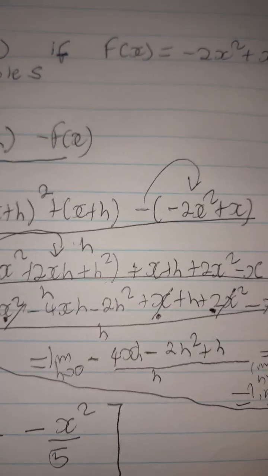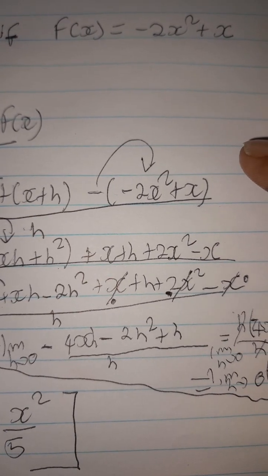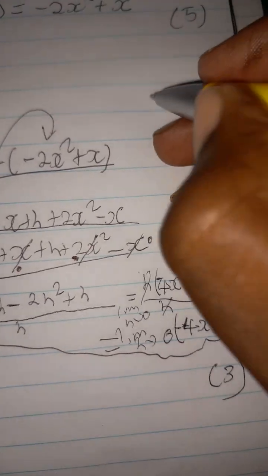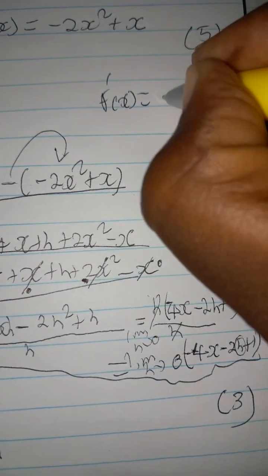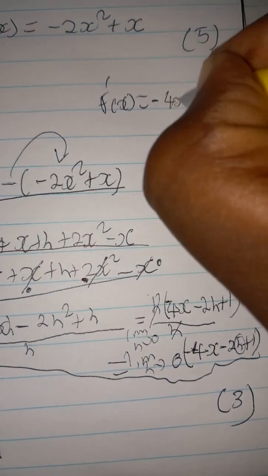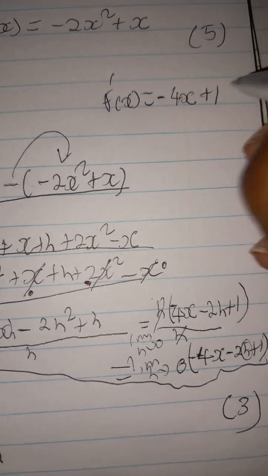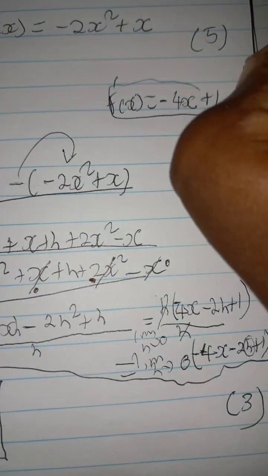Yes, that's what we are going to be left with: negative 4x plus 1. So the derivative, our final answer, will be negative 4x plus 1. That's our solution then.